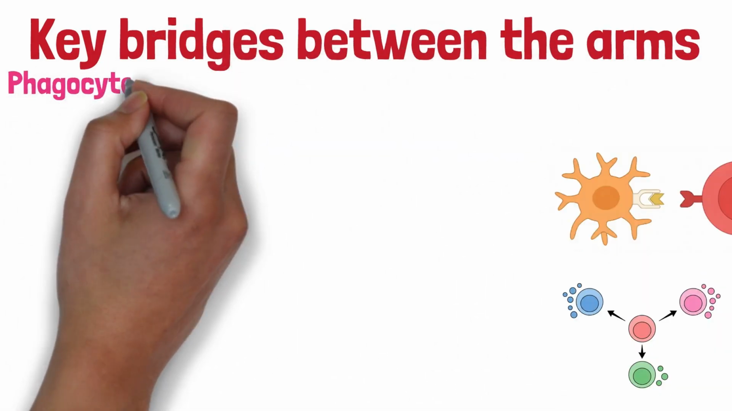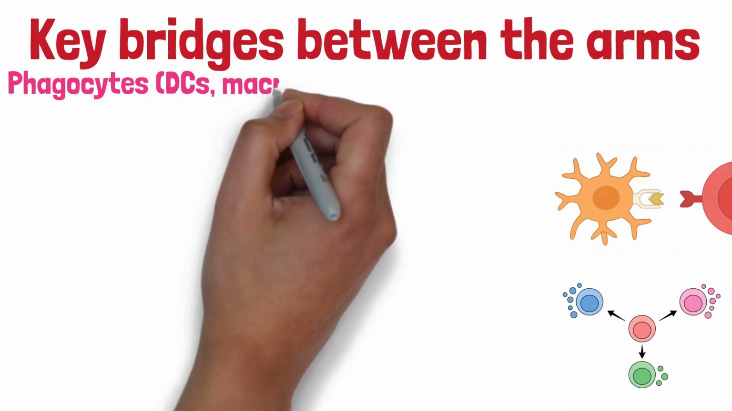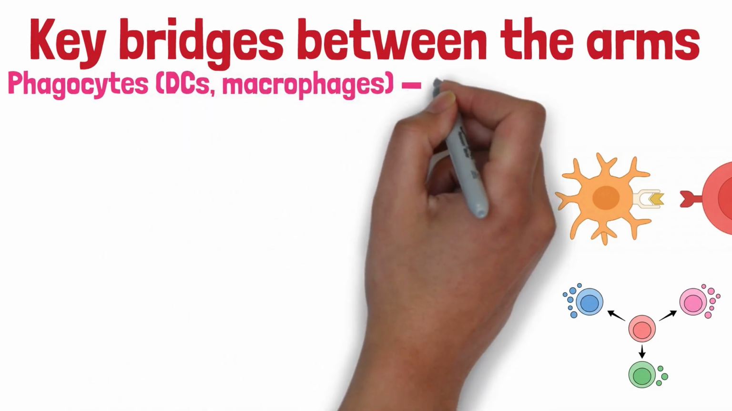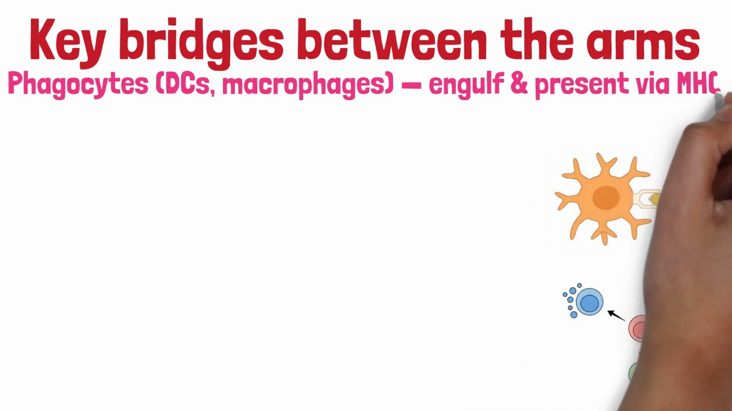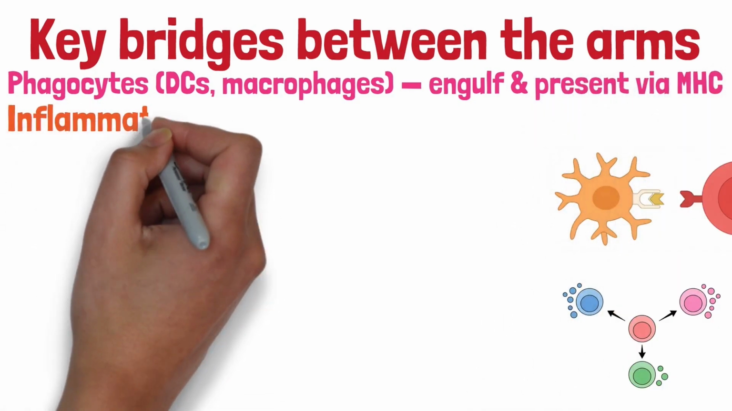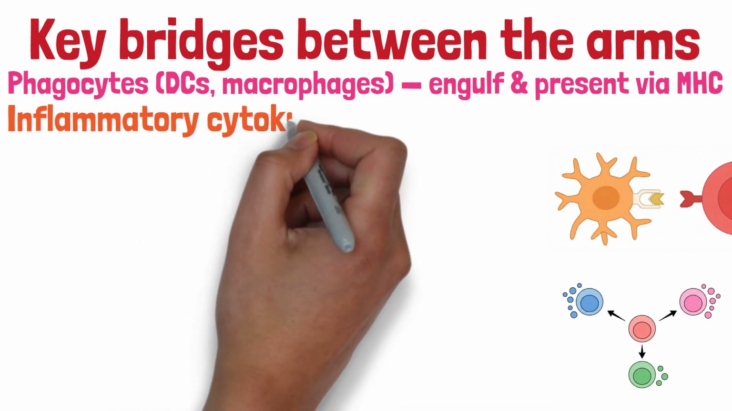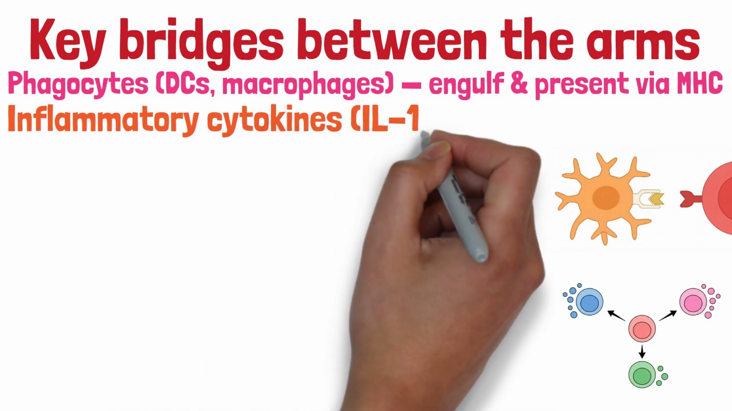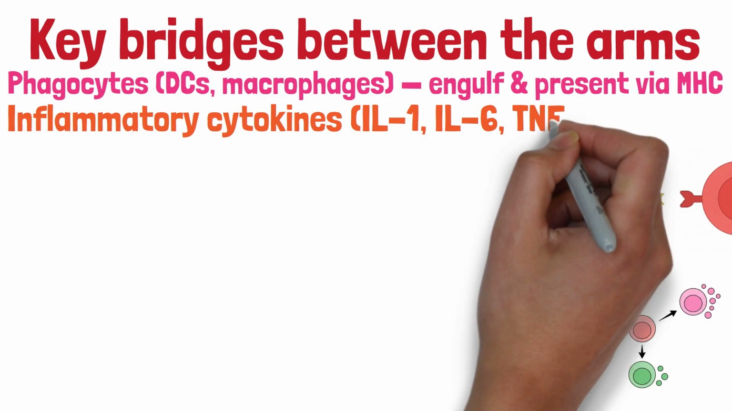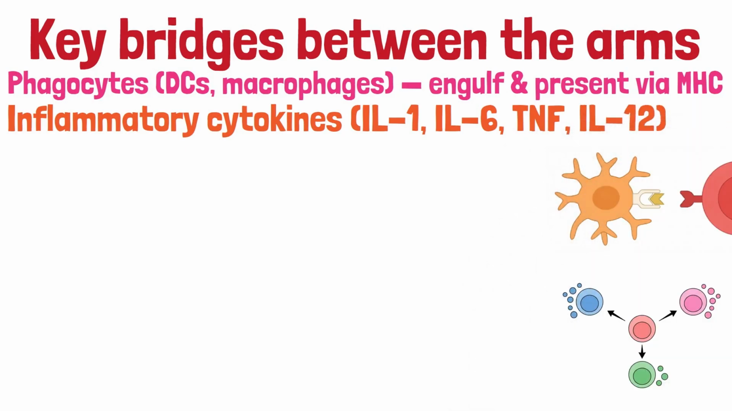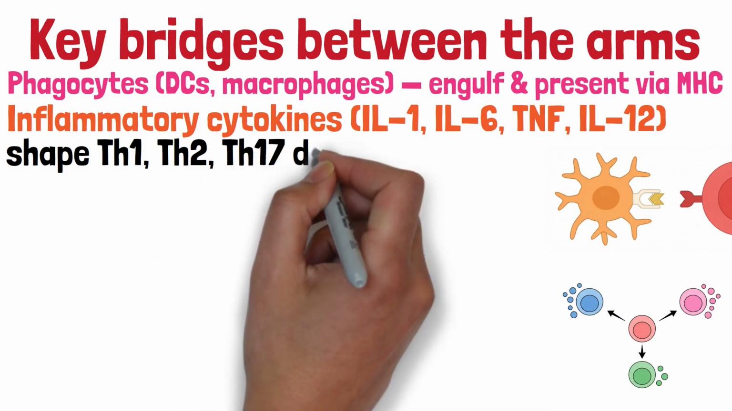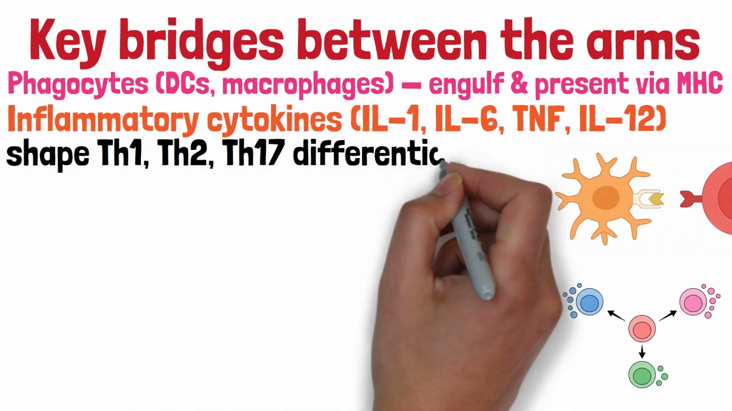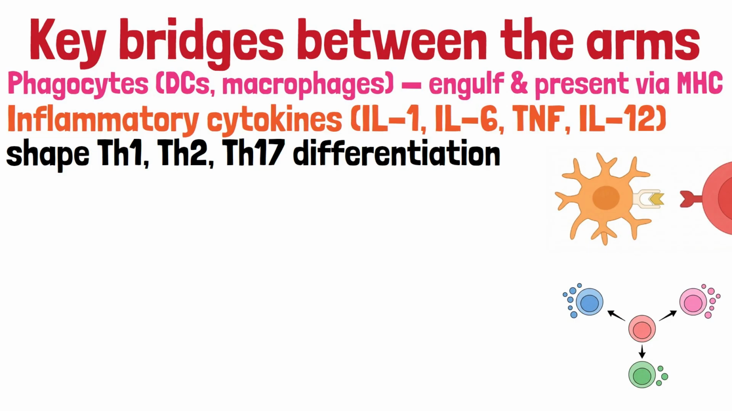First, the phagocytes, dendritic cells and macrophages, engulf pathogens and present antigen via MHC directly to T cells. Because of that presentation, inflammatory cytokines get released, IL-1, IL-6, TNF, and IL-12, and these cytokines are what shape which direction adaptive immunity differentiates toward: Th1, Th2, or Th17.